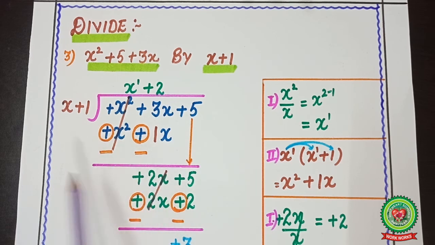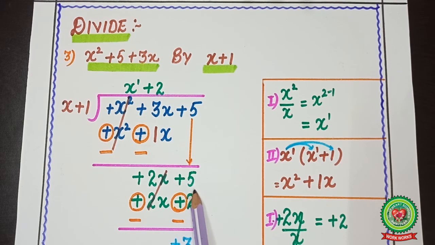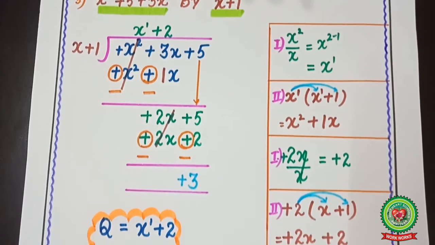Alright, so you can see that these are like terms with the opposite sign that you have to cut them. Next one is that plus 3x minus 1x, that means plus, minus, sign of bigger term, subtract the numbers, you will get here plus 2x, and from here you will write down plus 5. Clear?